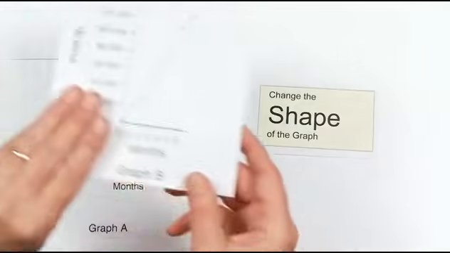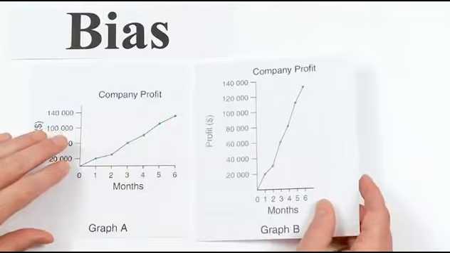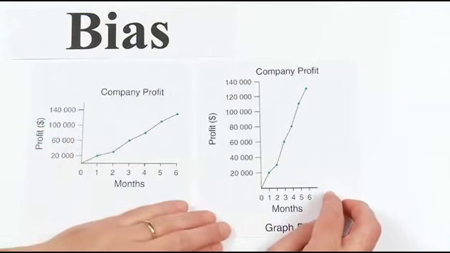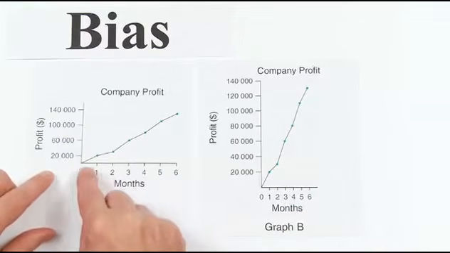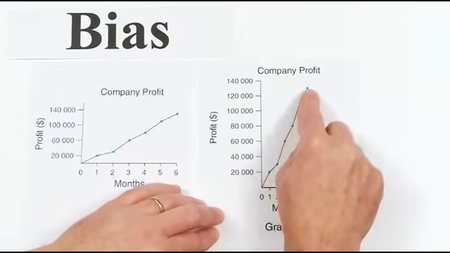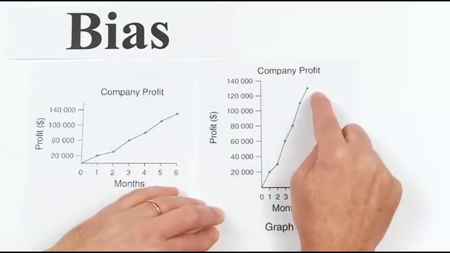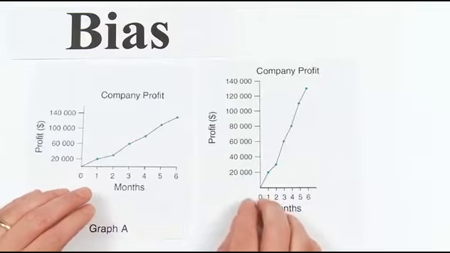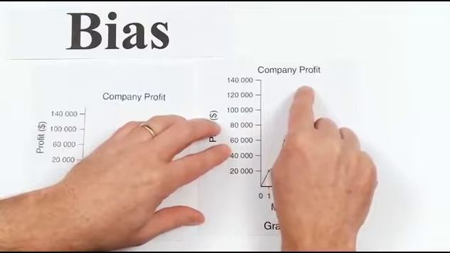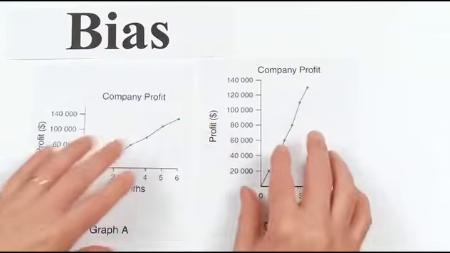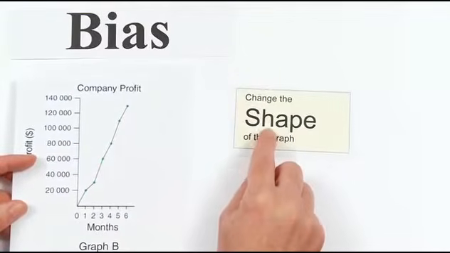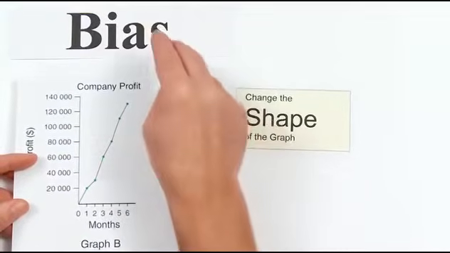But if I'm a CEO talking to my investors, talking to people who might want to buy into my company, I might want to change the scale, right? Change the scale so that now it looks like my company's profits are going through the roof. It's the exact same data. Do you see that? Look at this. It's around 135,000. It's around something like that, 130,000. Same data, but the shape of the graph has been changed, and that carries a point of view, a bias.